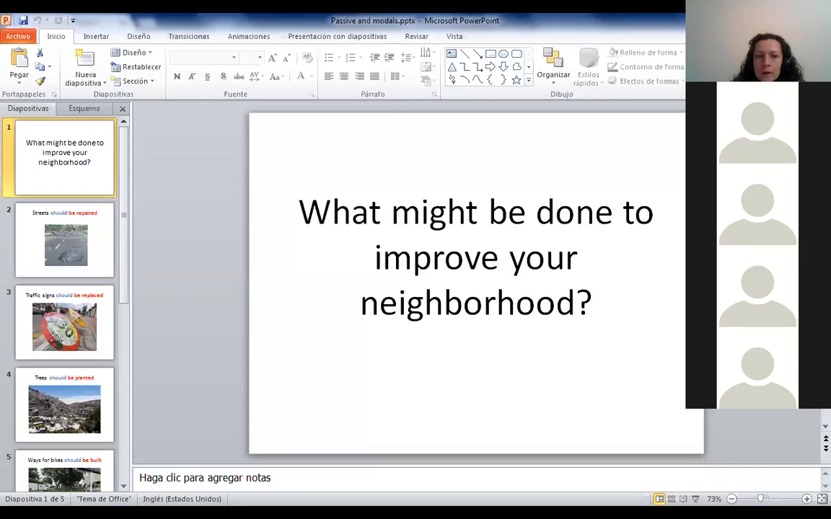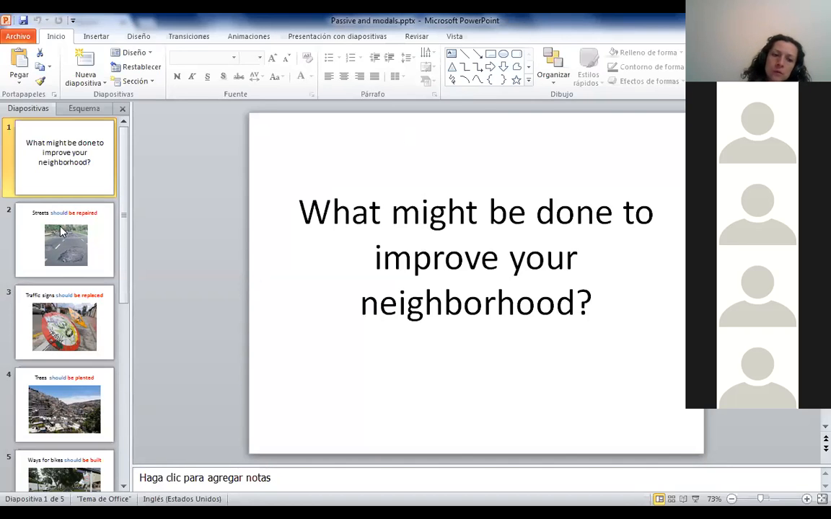For this exercise, I want you to think about maybe the streets, the security, the facilities that there are in your neighborhoods, because we need to mention the things we would like to be changed in those places. So what might be done to improve your neighborhood?